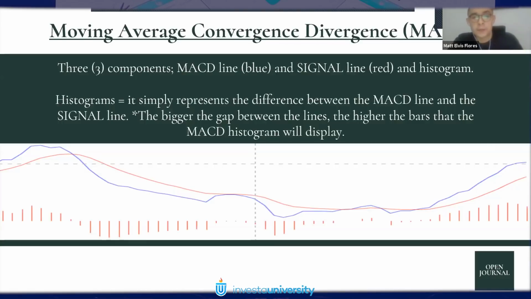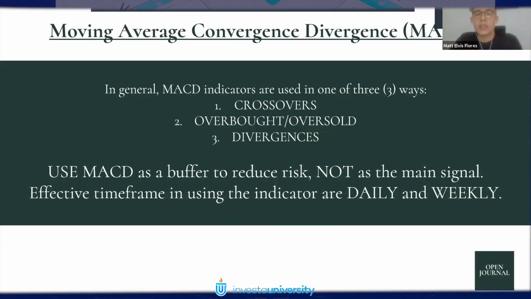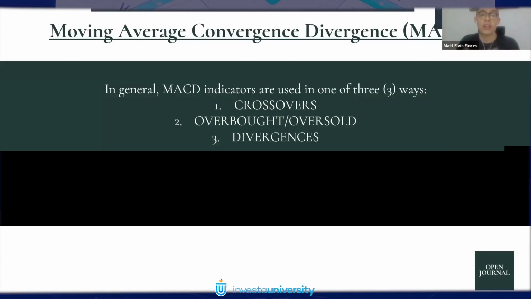Okay? Basically, in general, MACD indicators are used in one of three ways. So ito na yung very important. So paano ba magagamit yung MACD, di ba? So number one is crossover. Pangalawa is to identify kung overbought or oversold na yung isang stock. And very important, you should know what we call divergences. Diba?